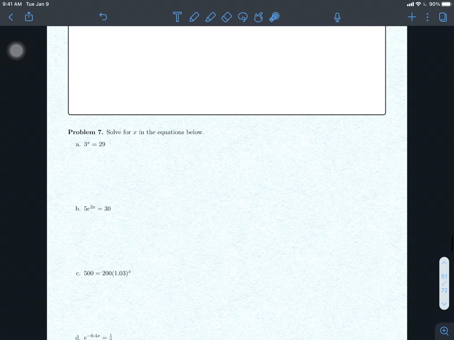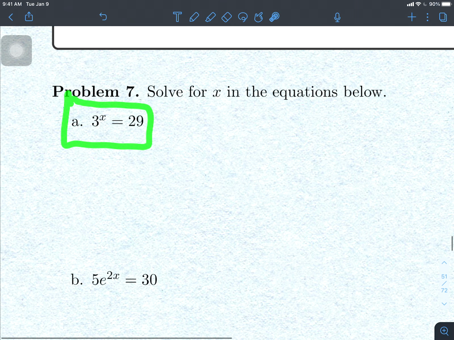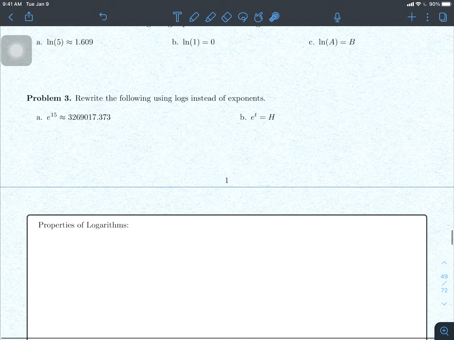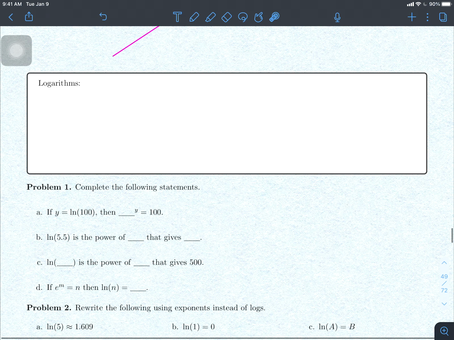This helps us to solve equations like this: 3 to the x equals 29, where the unknown quantity is in the exponent. Logarithms are going to help us to get it out of the exponent. So that's what we're going to do. Let's write down what logarithms actually are.